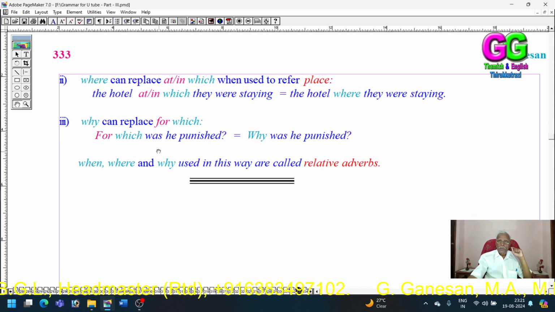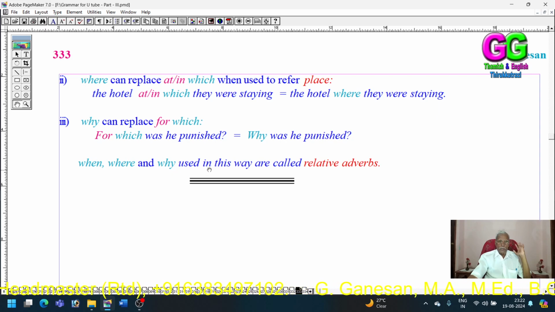Then for which can be replaced by why. The phrase for which can be replaced by the relative adverb why. For which he was punished can be replaced by why he was punished. For which was he punished can be written as why was he punished.